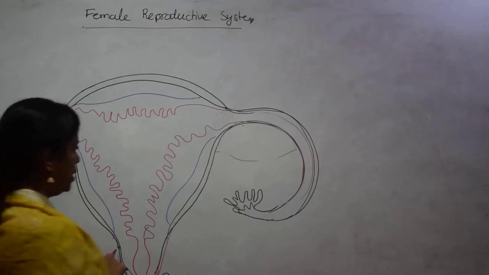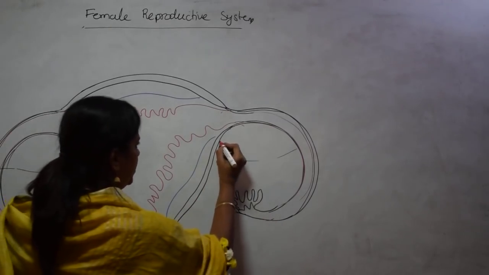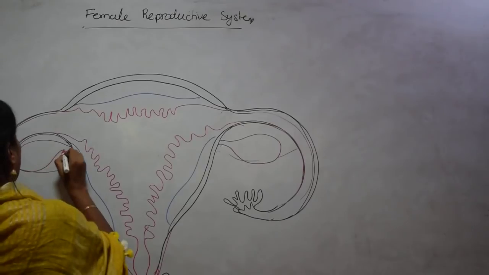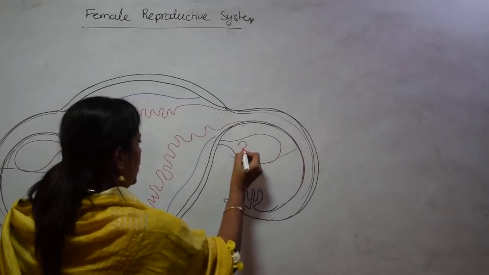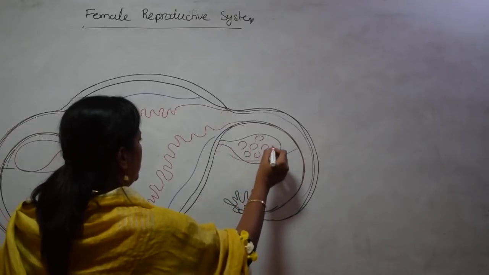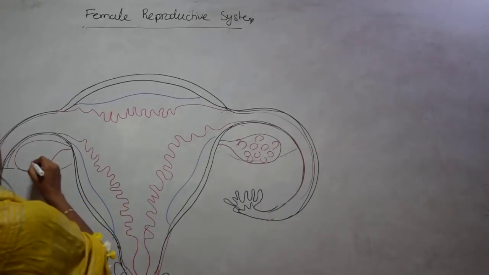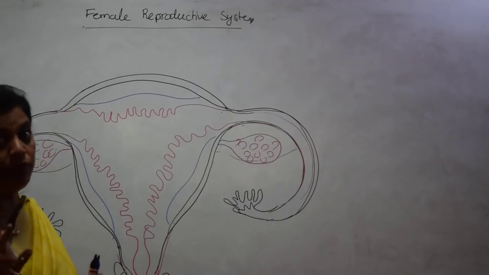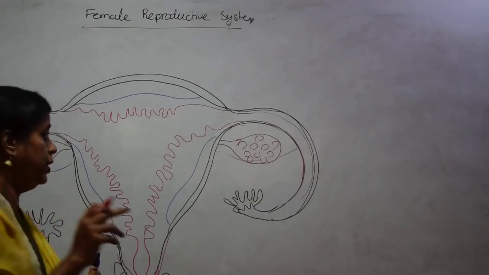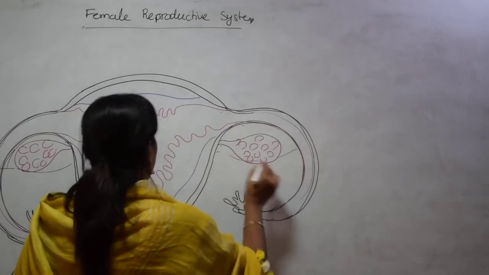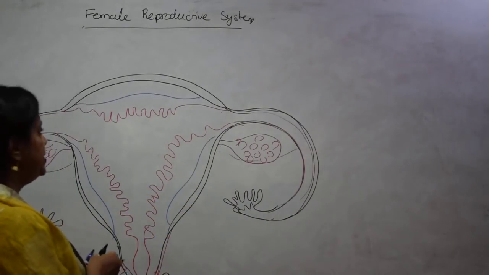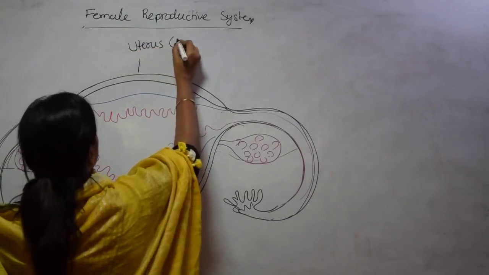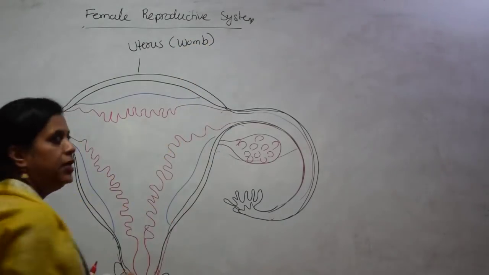Then outside the uterus, you find the ovary. A pair of ovaries you will get on either side. These ovaries have a number of outgrowths. We call them ovarian follicles. When a female child is born, around 200 to 250 ovarian follicles are found in each ovary. Let me give you details and let's label it. The whole thing I have drawn is the uterus. We call this the womb, where the fetus will grow.